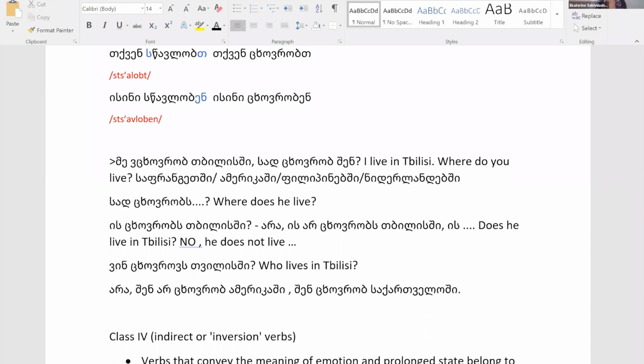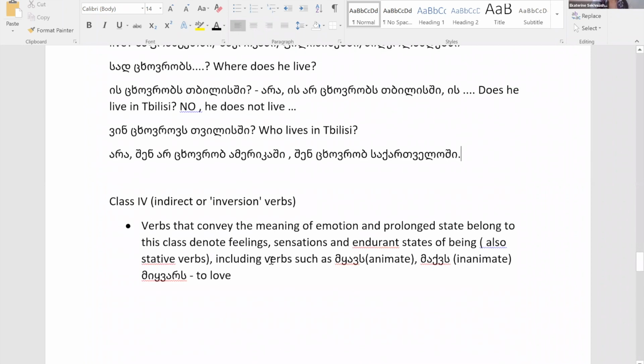Okay. And the fourth class of conjugation is considered to be the most difficult out of these four classes, because they are inversive. Why are they difficult? Because by nature, the verbs of emotion are in this class. In Georgian, in order to say, for example, I love you, the idea is that I am affected by the feeling caused by you. That's why they're called inversive.